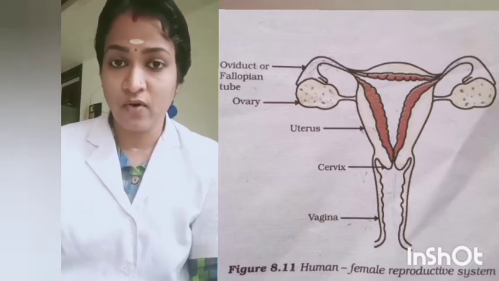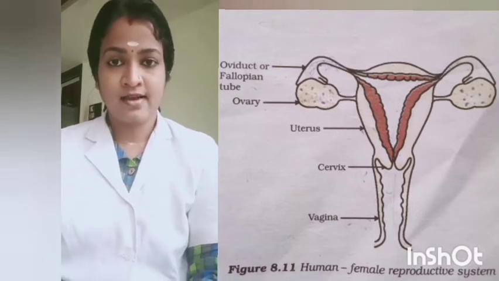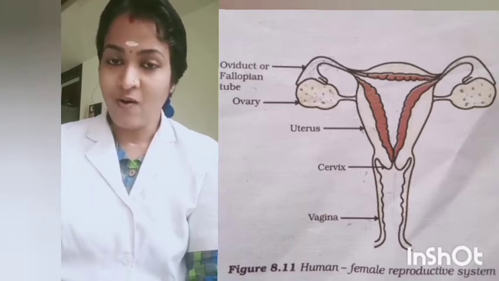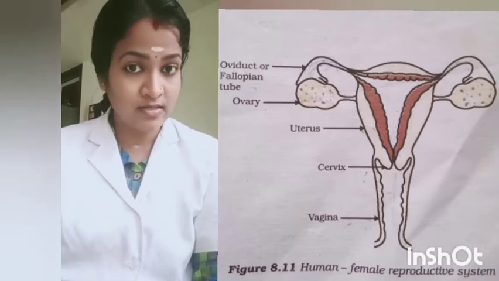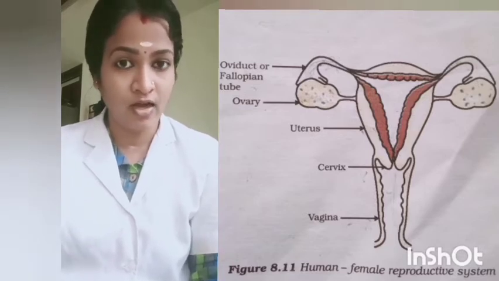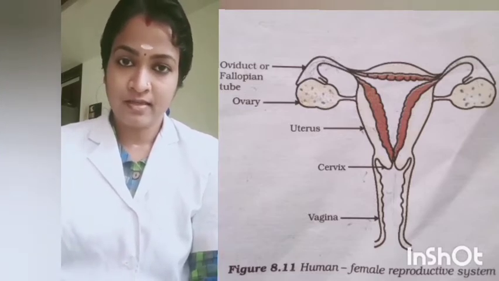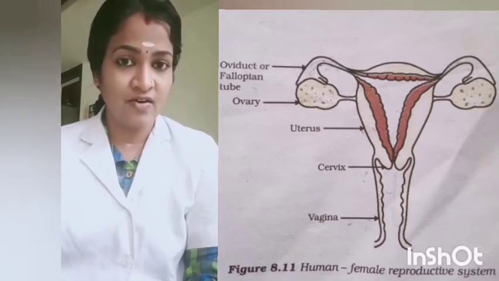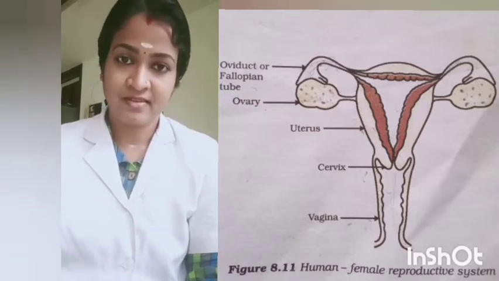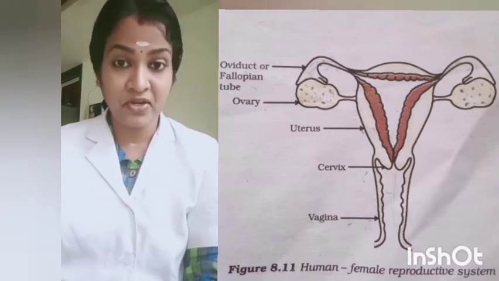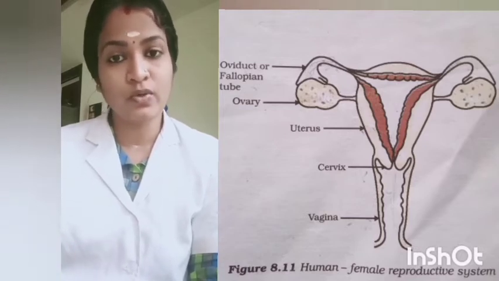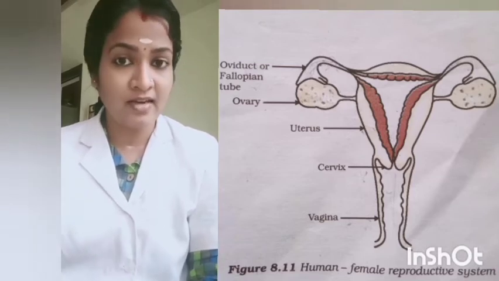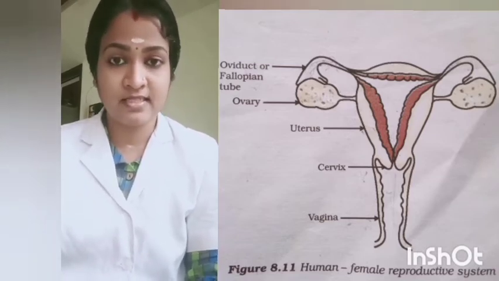What is the function of ovaries? Yes, the ovary produces the female germ cells called ovum or egg, and also it produces the female hormone called estrogen. Then oviducts or fallopian tube. It is the site of fertilization. Uterus. The embryonic development takes place in the uterus. Then finally cervix and vagina. This part receives the male gametes, sperms.